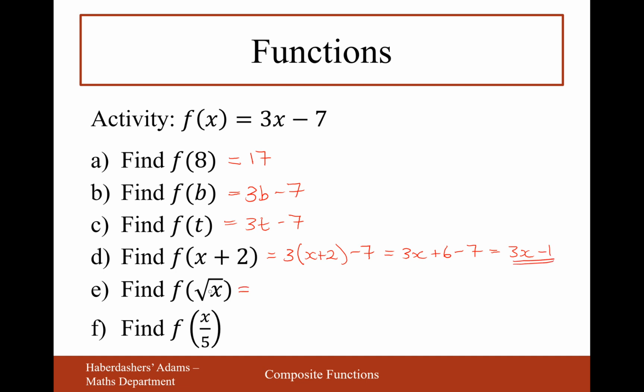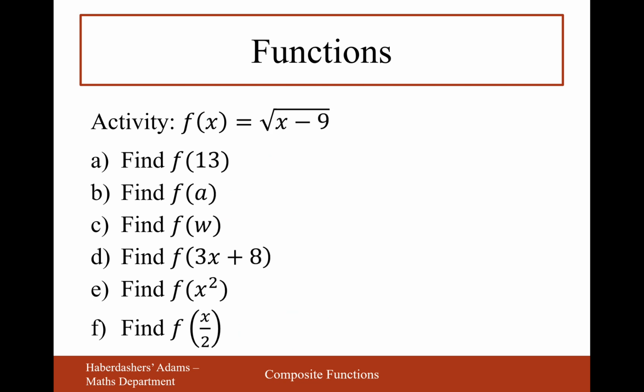For part E, it's putting square root of x into the function. So that'll make it 3 times the square root of x, minus 7 on the side. And for the final question, it's putting x divided by 5 into the function. So that'll make it 3x divided by 5 minus 7. And we'll do one more set of questions related to this. So it's really important you can put algebra into a function.